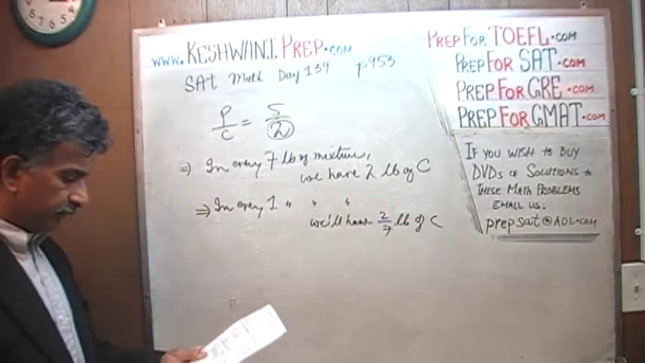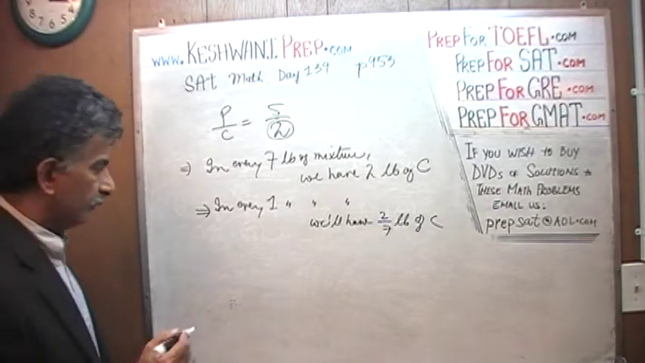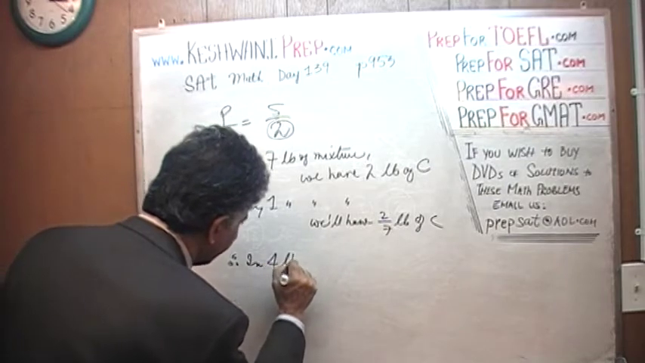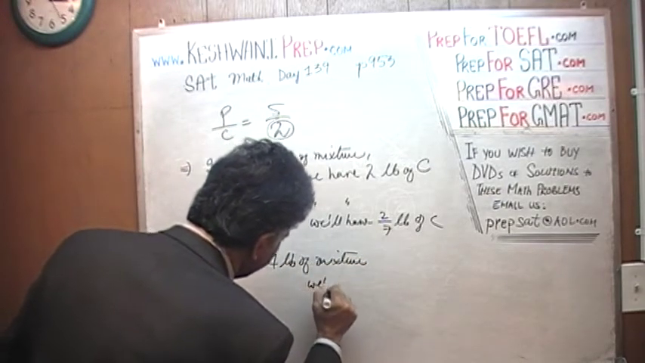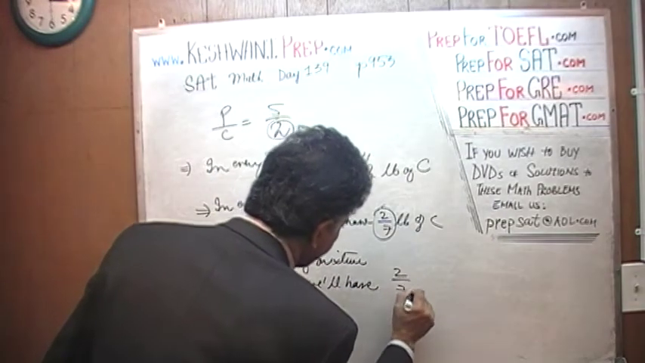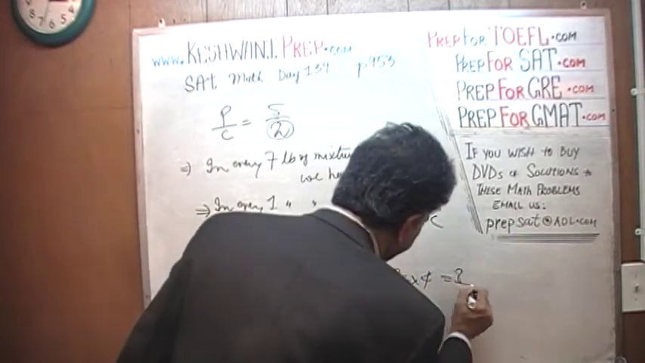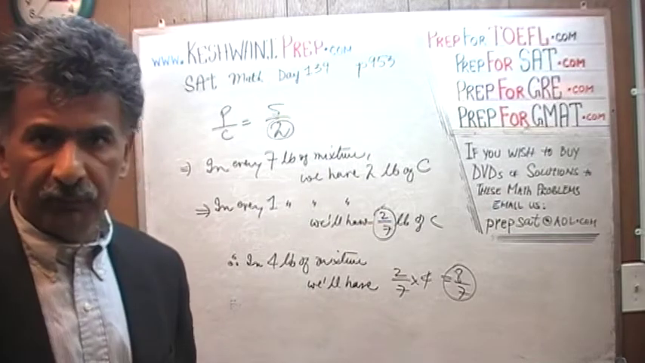And the question here is, how many pounds of cashew will we have in 4 pounds? So therefore in 4 pounds of mixture, we will have 4 times as much. That's it, which is 8/7. And that's our answer, 8/7. So that's one way of doing it.